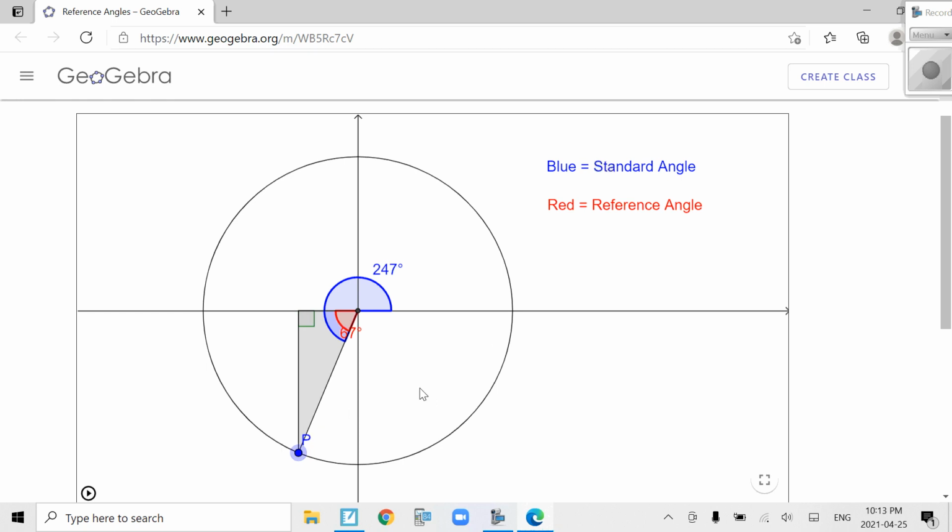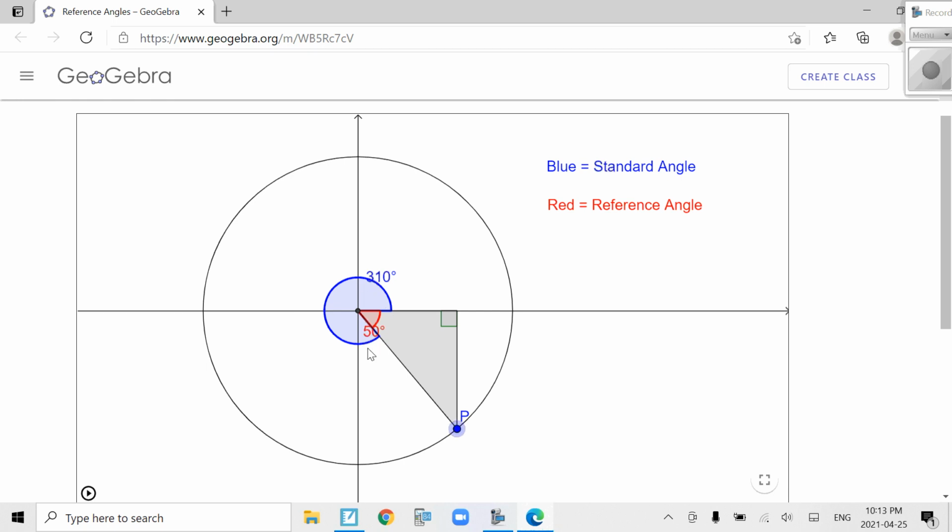In quadrant number 4, when I jump into quadrant number 4, my angle measurement is going to be between 270 and 360. Now you'll see the red reference angle is still an acute angle, which is less than 90 degrees, but let's look at how we figure that out. So let's say, for example, I have a nice angle like 310 degrees.